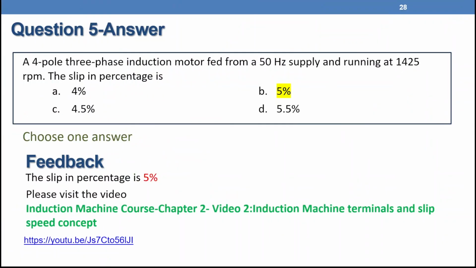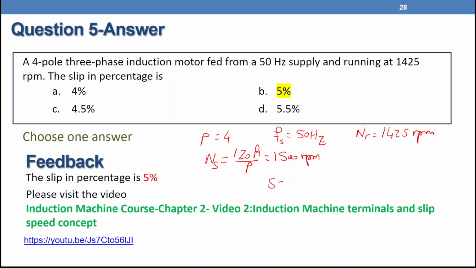Question number 5. A 4-pole three-phase induction motor fed from a 50 Hz supply and running at 1425 RPM. The slip in percentage is? We know that the frequency Fs equals 50 Hz, and Nr equals 1425 RPM. This machine is 4-pole, so the number of poles is 4. So we can calculate the synchronous speed, which equals 120 Fs over P, so that equals 1500 RPM.